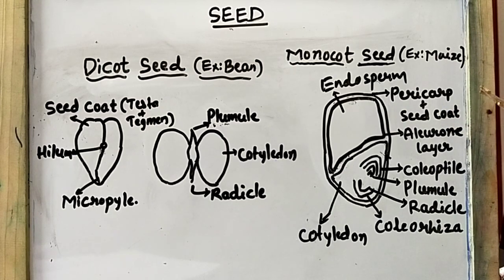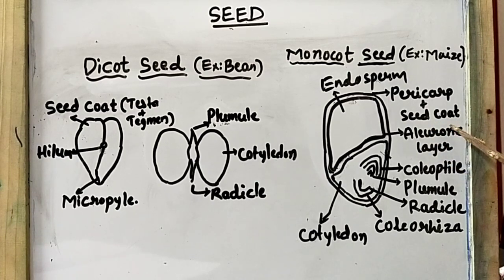So what is the function of this aleurone layer? Usually it stores proteins. Where does the storage of proteins take place? It takes place in the aleurone layer. That's why whenever you are eating maize or different grains that we use in our daily life, they are rich in proteins. Why? Because of the presence of the aleurone layer, in which storage of proteins takes place. Understood?